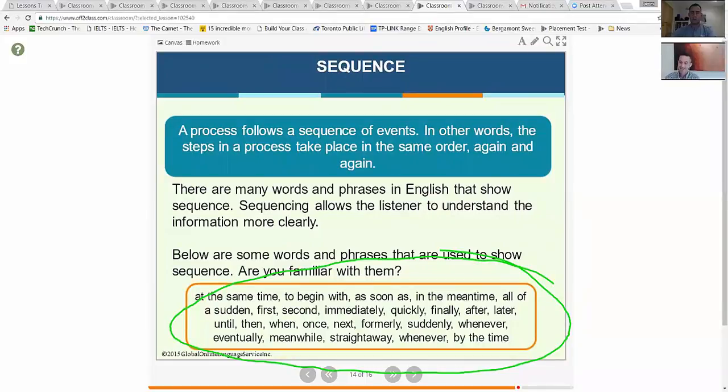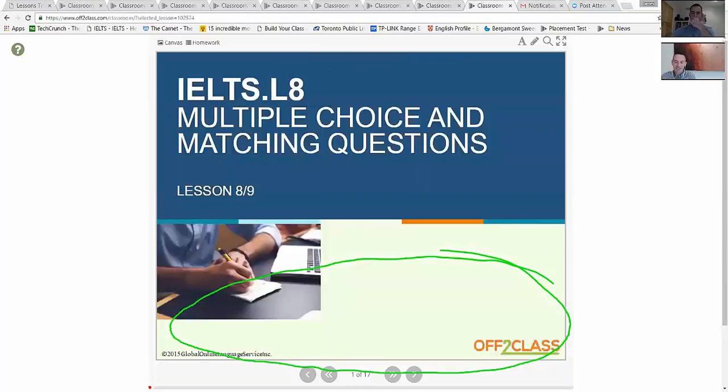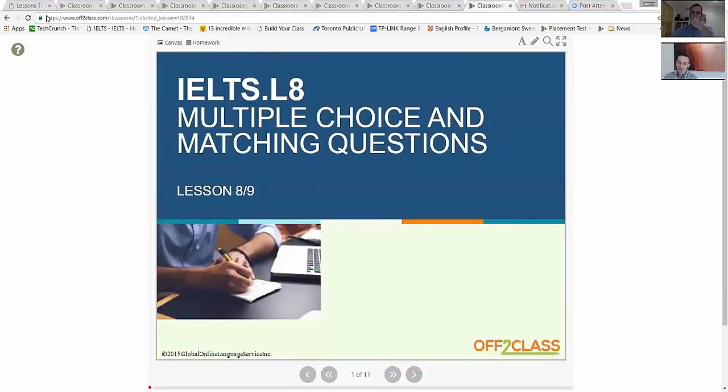in particular, and when students are listening to a process. Here there was the cheese making process, I believe. They're going to hear a lot of these words come through. Okay, I think that's, oh sorry, no, there's one last lesson that I would teach for a student, and that's going through multiple choice and matching questions.